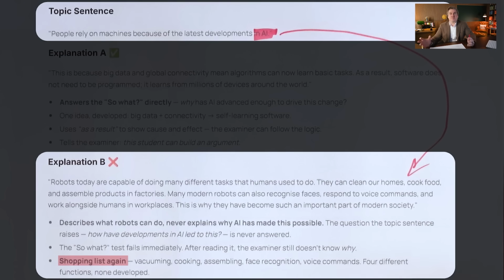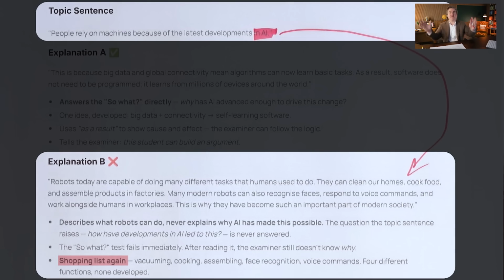Again, this is where students don't know much about the topic on a deeper level, but they know generally, okay, lots of robots are doing lots of things. Let's just throw in everything. That's just a shopping list. It is not a coherent, cohesive paragraph. So this tells the examiner that you know a lot about robots, but you don't know how to write an essay. And this is why it's not a knowledge test.